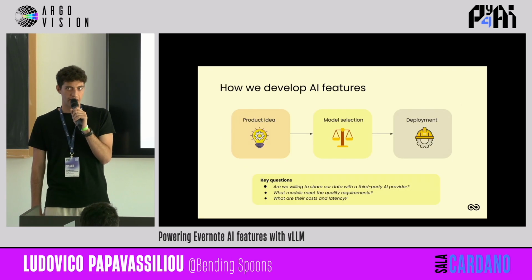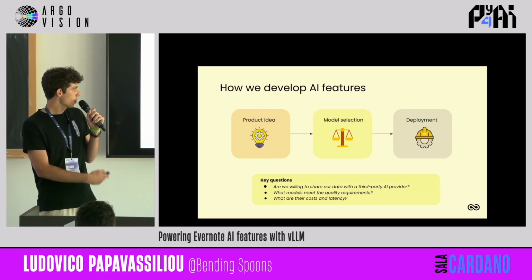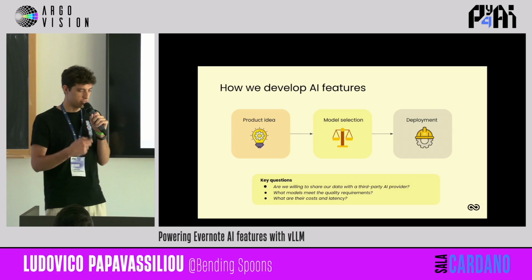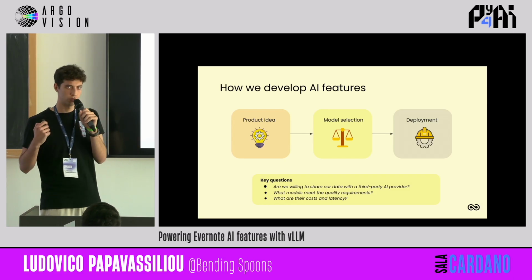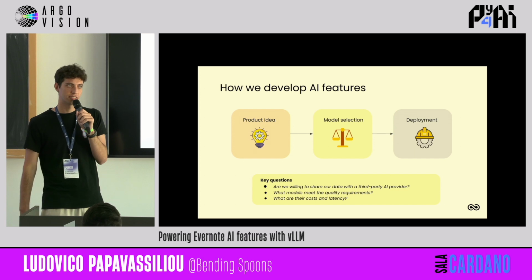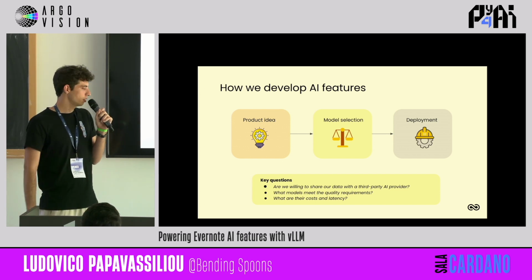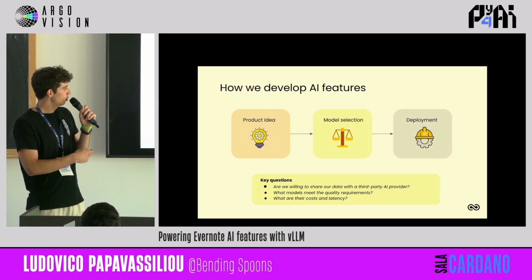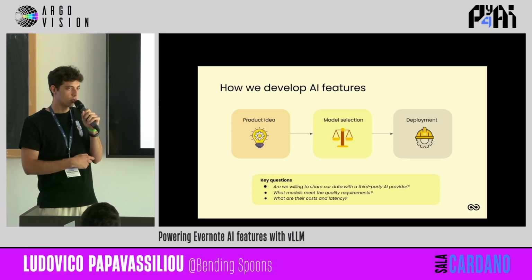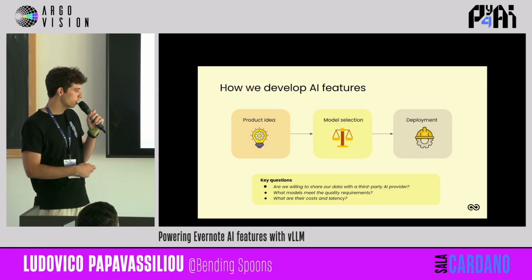So now we already have an idea of how we work, from the product idea to the deployment. Maybe the product idea is a pain point, as I said, of existing workflows, or we see an opportunity to integrate the latest model that came out, which does something that previously wasn't possible. But then the questions are about what model to use and how to deploy it, right? And here are the key questions.